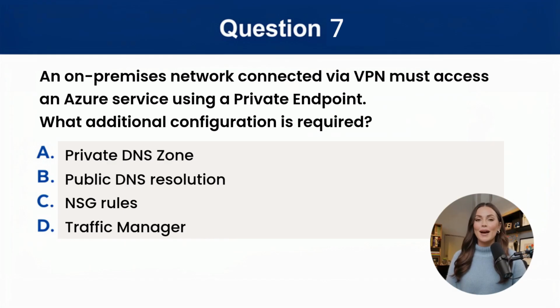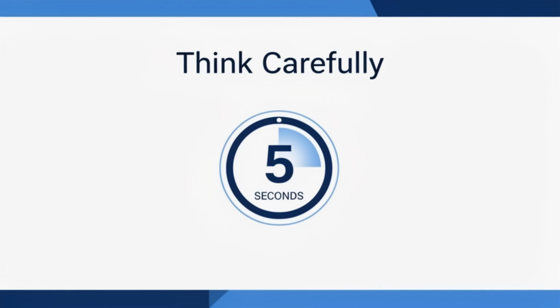Question 7. An on-premises network connected via VPN must access an Azure service using a private endpoint. What additional configuration is required? A. Private DNS zone. B. Public DNS resolution. C. NSG rules. D. Traffic Manager. Pause and think about the best option.